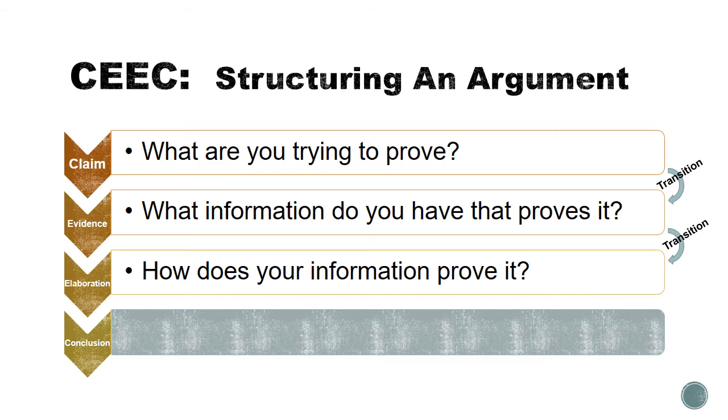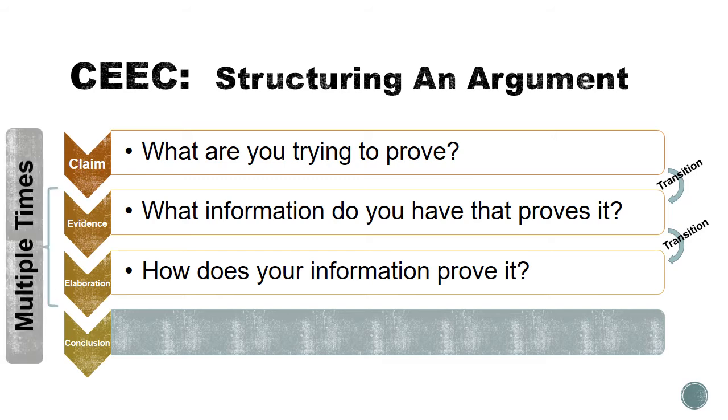So you've got a claim, this is what I'm trying to prove. You've got evidence, this is information that proves my claim. You've got elaboration, this is how my evidence proves my claim. Remember to look back for more specific notes about elaboration. And you transition one more time.